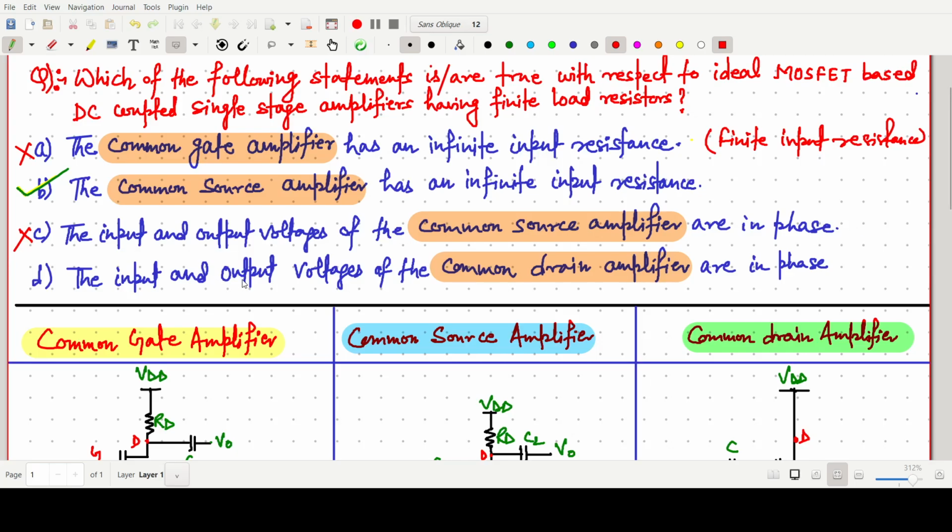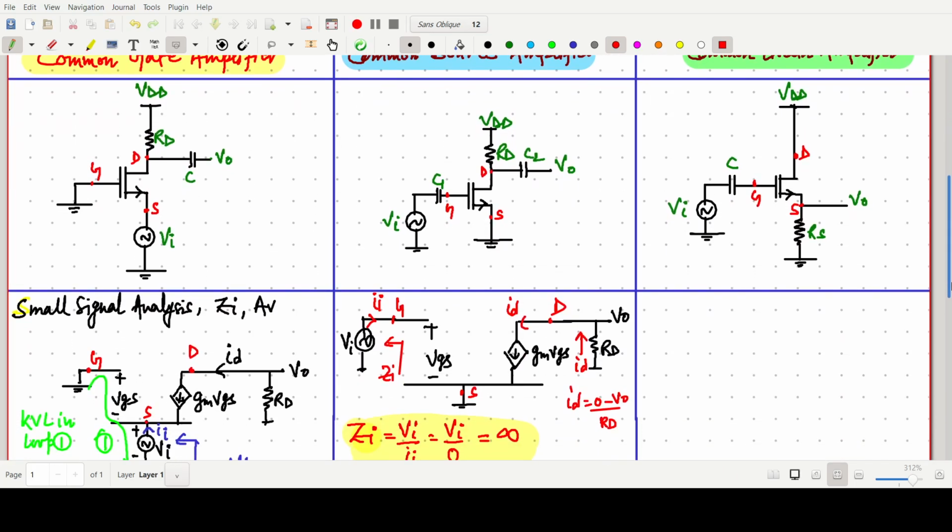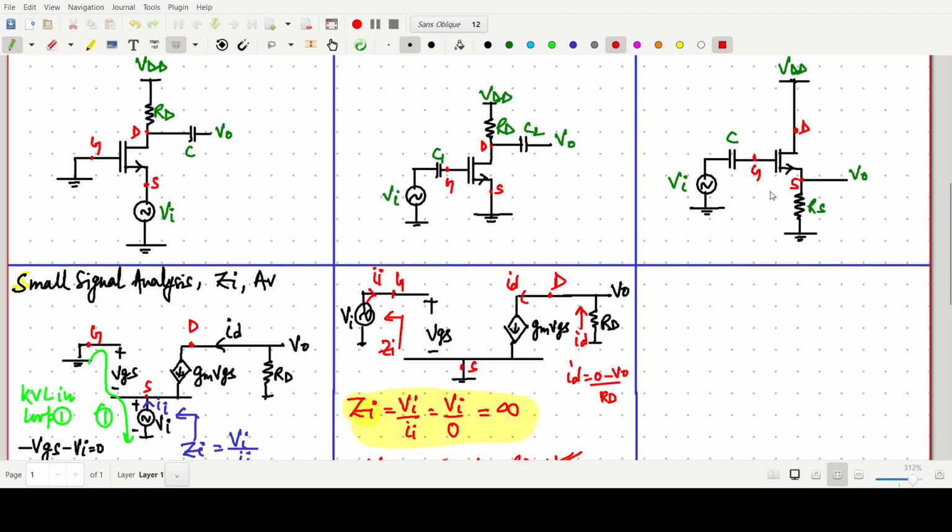Okay, now the input and output voltages of the common drain amplifier are in phase. So what we have to do, we have to think about the common drain amplifier. First we have to draw the circuit in which drain is connected to VDD. So this part is common to both input as well as output. So we have to draw the AC equivalent circuit. You have to practice four or five times, then it will be very clear.